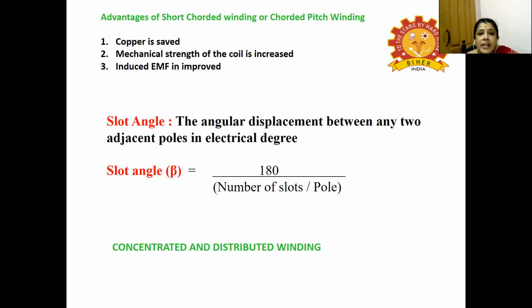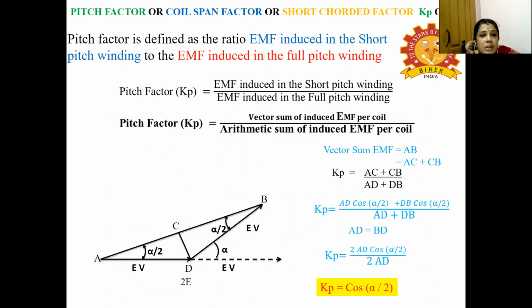Advantages of short chorded winding or chorded pitches: copper is saved, mechanical strength of the coil is increased, induced EMF is improved. Slot angle: the angular displacement between any two adjacent slots in electrical degrees. So slot angle beta is equal to 180 degrees divided by the number of slots per pole, or you can take it as 180 divided by n. Next is concentrated and distributed winding.